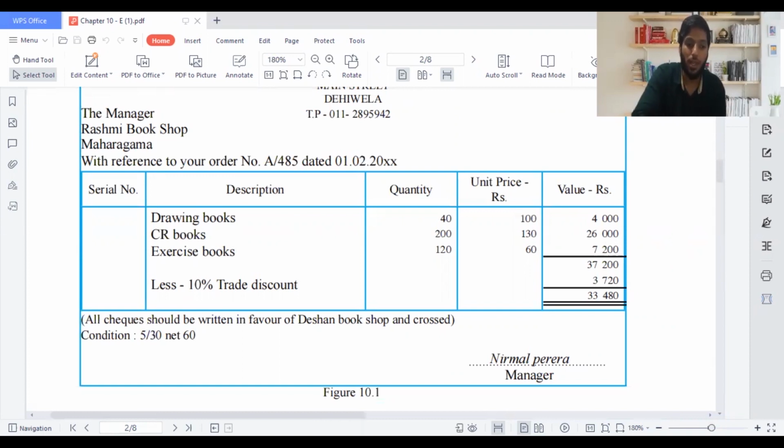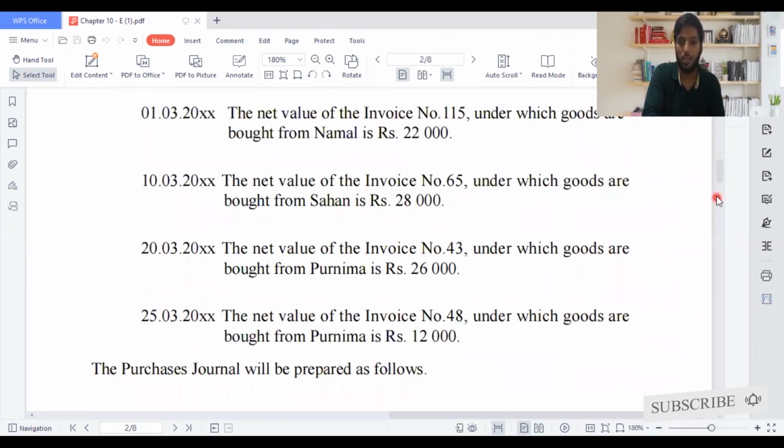So here you have 5/30 and net 60. So they're saying that you have time to pay the money in 60 days, but if you are paying it in 30 days, you get a discount of 5%. That's what they have meant in this 5/30, net 60. So 5/30 means you get a 5% discount whenever you pay the money within the 30 days, and 60 days is the time period which they have given. So that's what they are meaning here. So with that knowledge, that's how an invoice works.